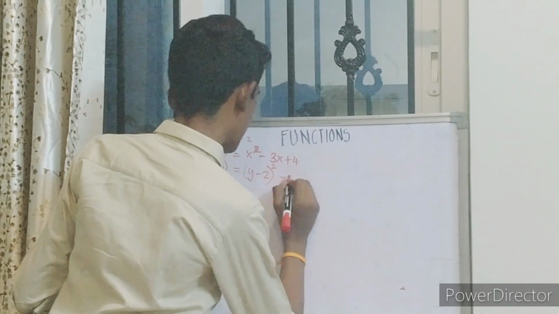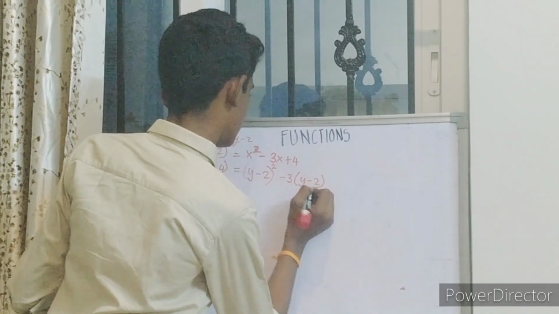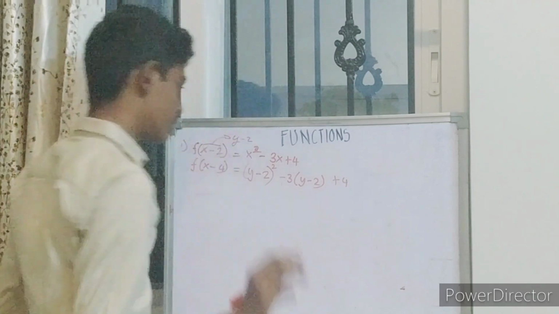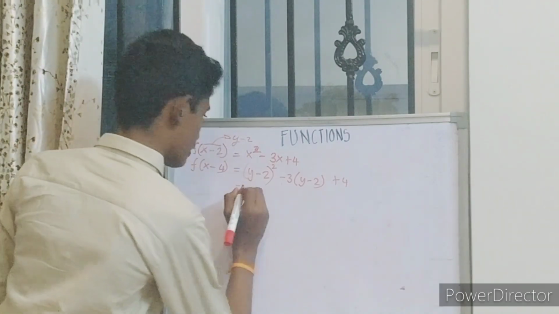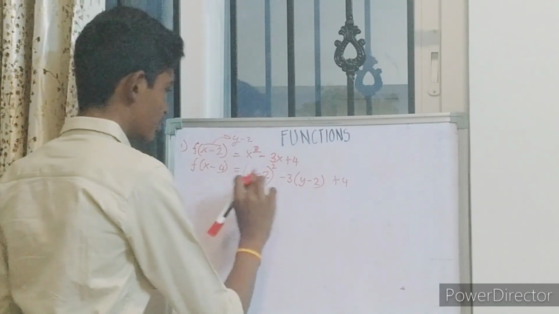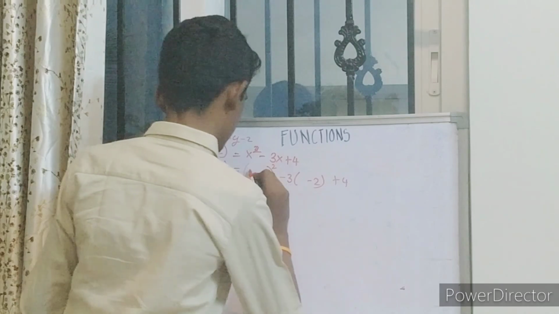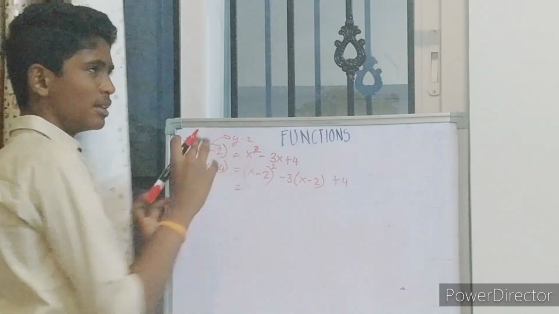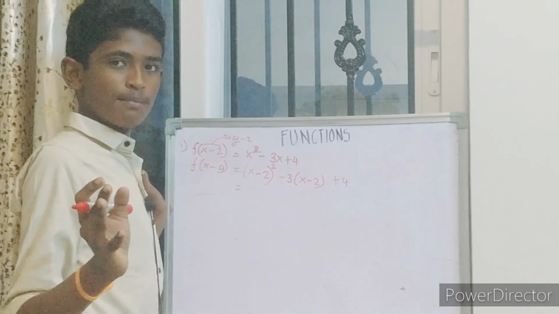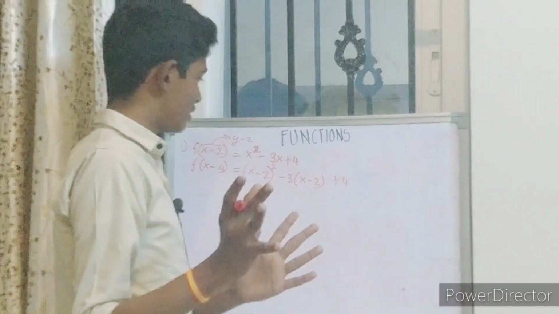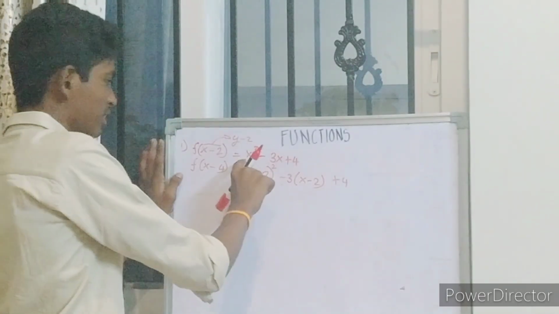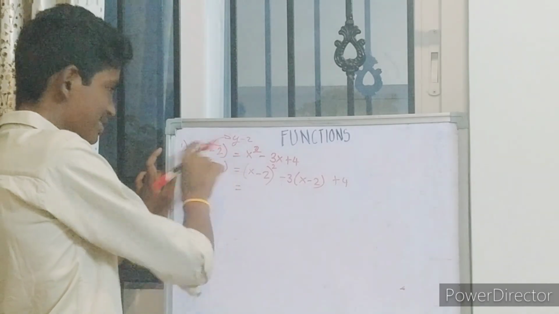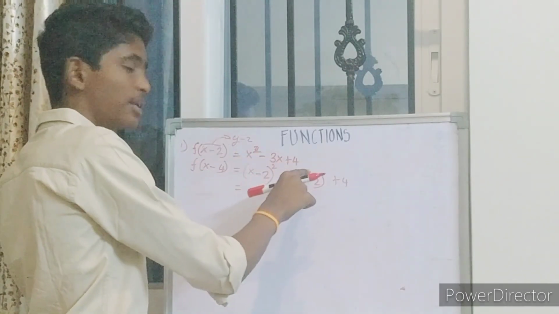minus 3 into y minus 2 plus 4. Now let's convert everything back to x. I just call it a buffer variable. It doesn't make any change in the functional equation. This is called a functional equation: f of something.